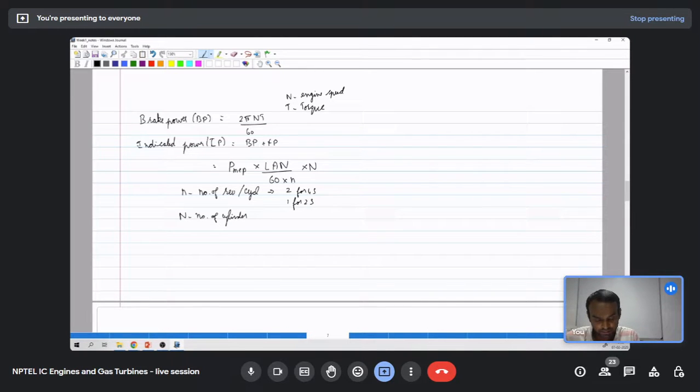L is the stroke length, A is the area of piston, and this N is speed. So I think we should write it differently. Write N c. So this is indicated power. So friction power is the difference between these two, and mechanical efficiency is defined as brake power to indicated power.